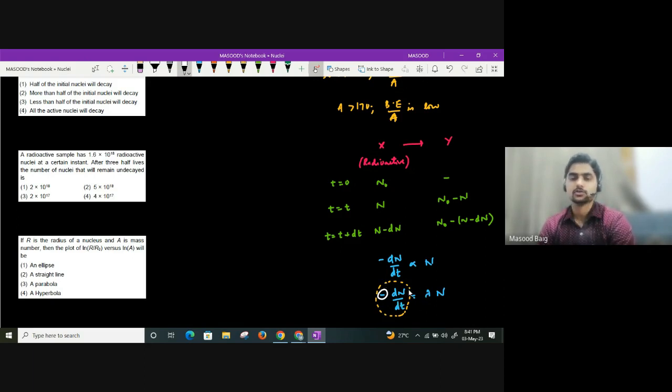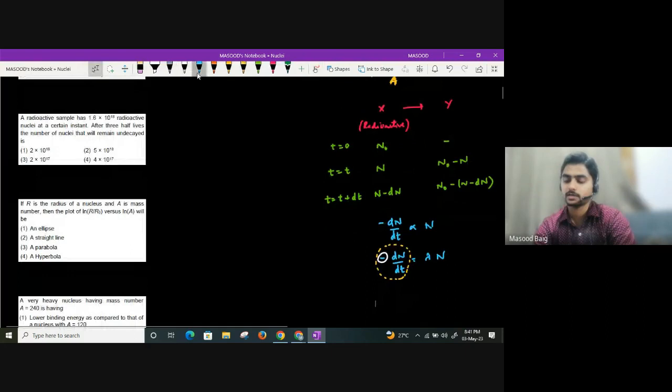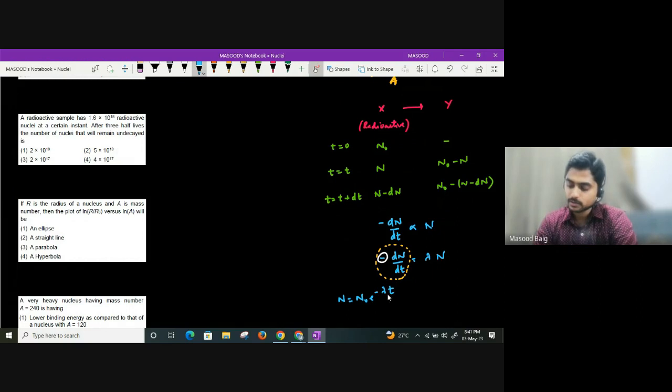If you solve for this, you will get different relations. One value: if you solve this, you get N equals N naught e power minus lambda t. N naught is the initial number of nuclei, and N is the number of nuclei at any instant. The activity, which we can write as A or R, also decreases exponentially. It is given as A naught e power minus lambda t. And what will this A naught value be? It will be lambda times N naught. Okay, these three things you have.